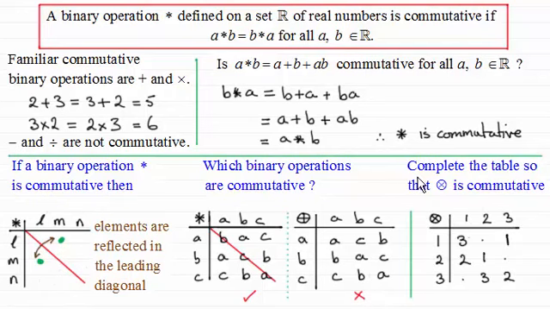Now I've got one more example where you're asked to complete the table so that this binary operation is commutative. So there's 3 elements here to fill in. So I'll give you a moment to think about that. Okay, well, if it's commutative, then we would expect a reflection in that leading diagonal. So for this element here, we just reflect the 2 across, so that's going to be a 2. For this one here, it's going to be a reflection of that element 1. And finally, for this one, it's going to be a reflection of that 3. So hopefully you should have got those.